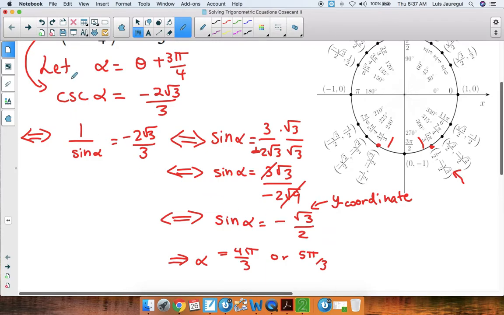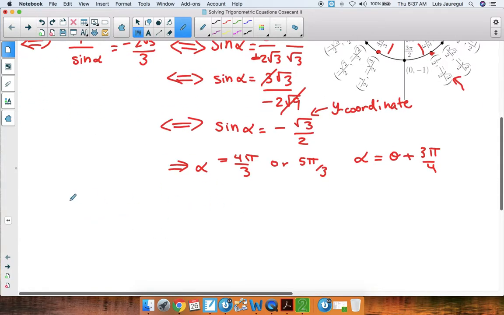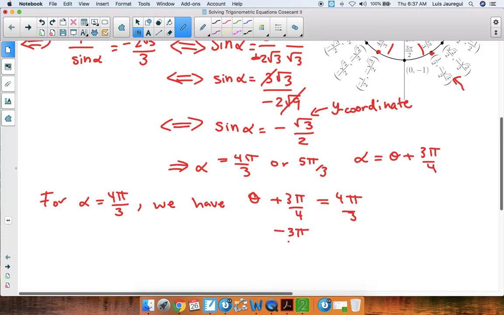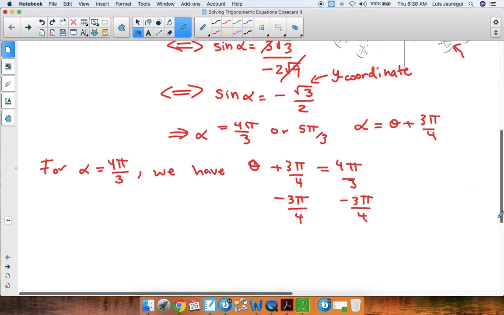So let's go ahead and recall that alpha was defined to be theta plus 3 pi over 4. So using the first value for alpha, so we can say for alpha equals 4 pi over 3, we have theta plus 3 pi over 4 is equal to 4 pi over 3. So let's go ahead and subtract the 3 pi over 4 from both sides. That will give us that theta is equal to 4 pi over 3 minus 3 pi over 4.